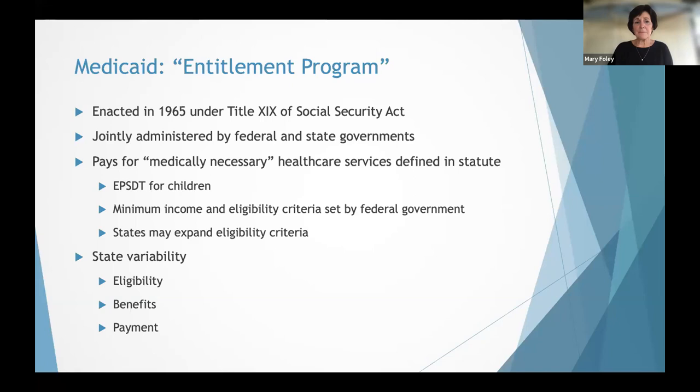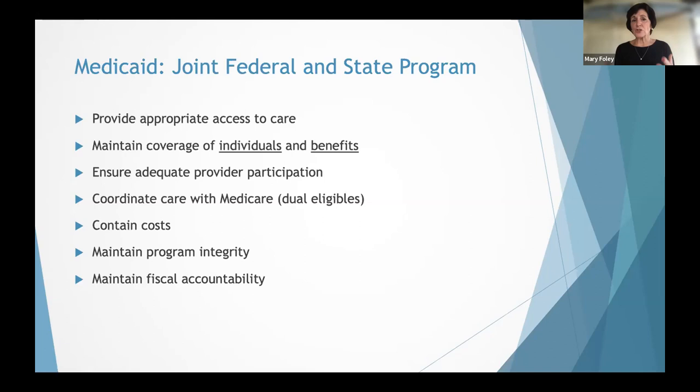Again, we said it was a joint federal and state program, which provides this access to care. It's responsible to maintain coverage, so payment for individuals that fall under that criteria and for specific benefits. It needs to ensure adequate provider participation. So states are responsible to the federal government under their state plan, and to ensure that all eligibles in that state will receive the medical necessity care that they are eligible for. And the states coordinate with Medicare, if you may have heard the term dual eligibles.